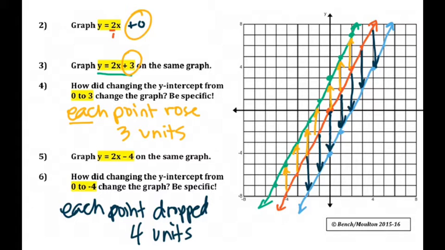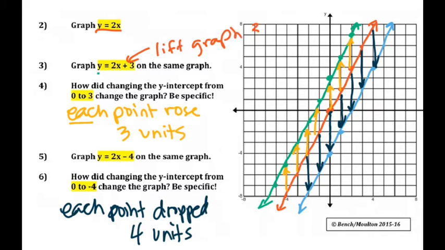And so the thing that we want to see about this is that when we add something or subtract something, so we start with this, if I add 3, it's going to lift the graph 3 units. If I subtract 4, it's going to drop the graph. And when I say the graph, I mean every point on the graph, 4 units. So adding 3 to any graph, and this doesn't just work for linear equations, and that's the great thing about this, it works for all equations.